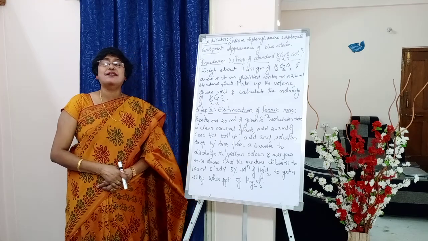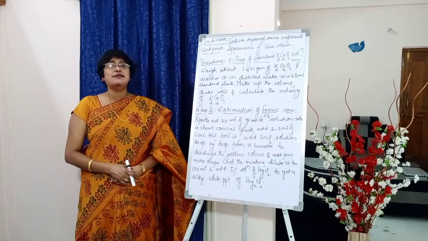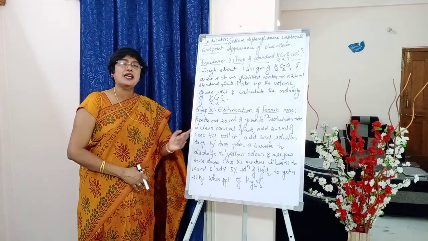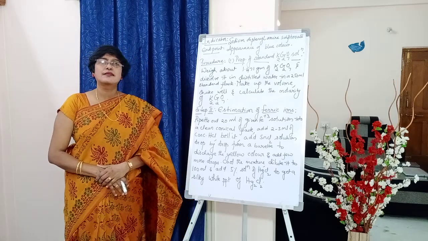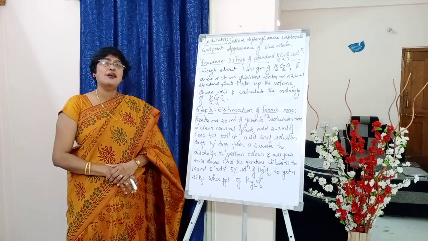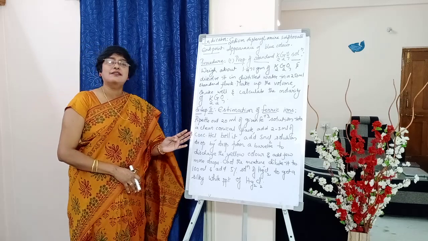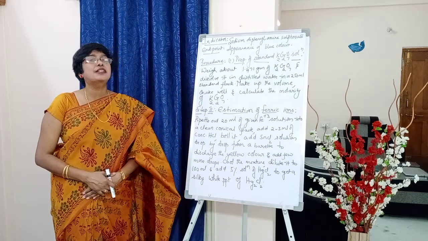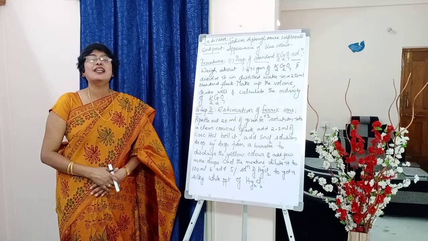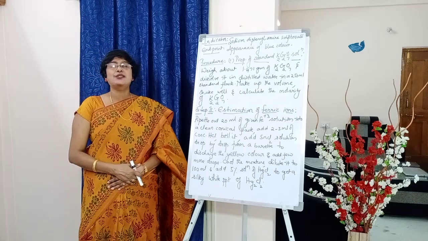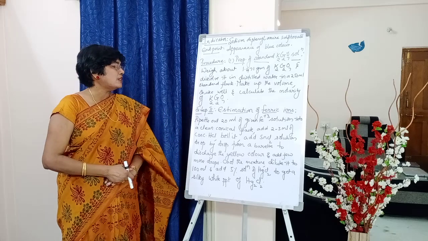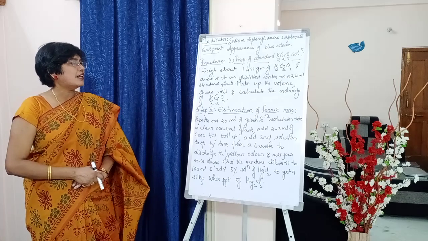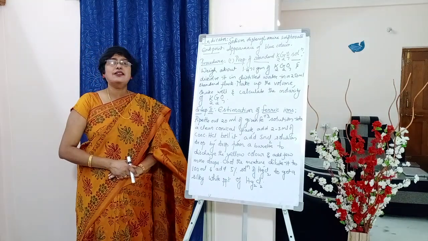From that beaker, we need to pipette out 20 ml of the unknown ferric ion solution. So start writing, students. Pipette out 20 ml. Then which pipette do we have to take? We should take a 20 ml pipette only, or else a 10 ml pipette twice. So pipette out 20 ml of the given Fe+3 solution, ferric ion solution, into a clean conical flask.